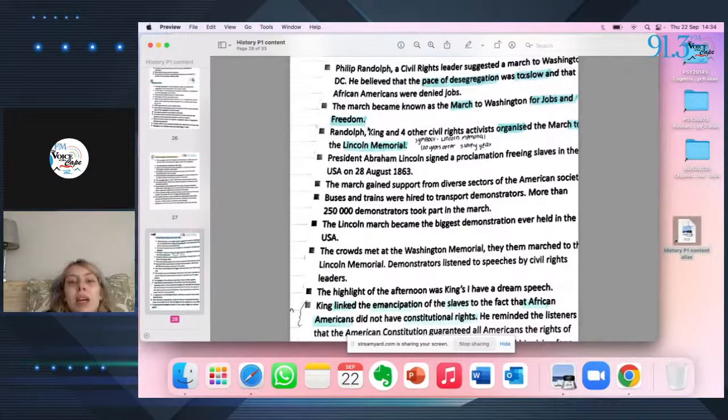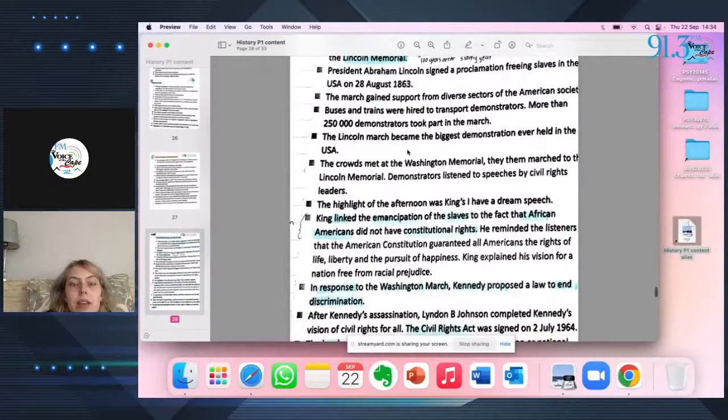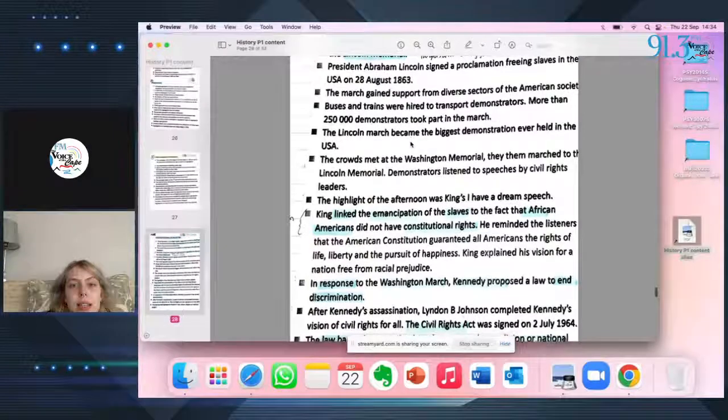Okay, why the Lincoln Memorial? It was symbolic because it was 100 years after slavery, and Abraham Lincoln signed the law removing slavery, and as such, they were marching to the Lincoln Memorial. President Abraham Lincoln signed a proclamation freeing slaves in the USA on 28 August 1863.